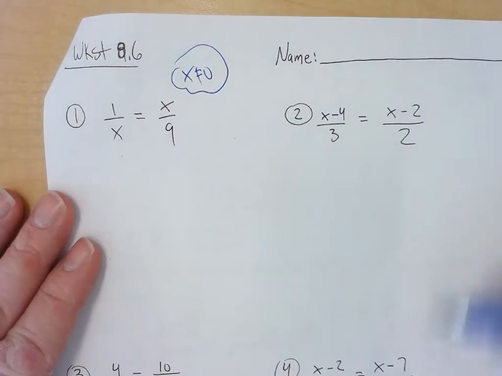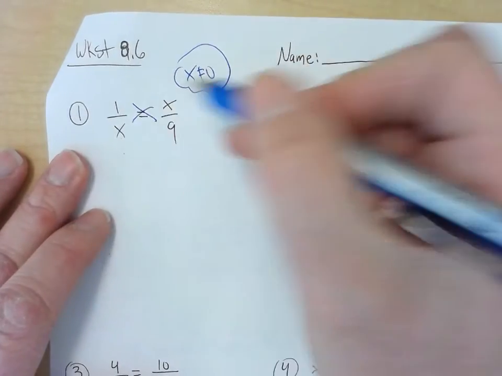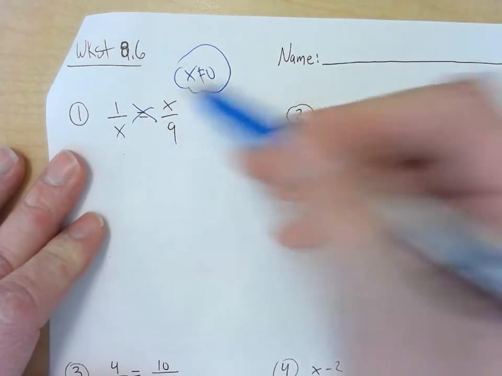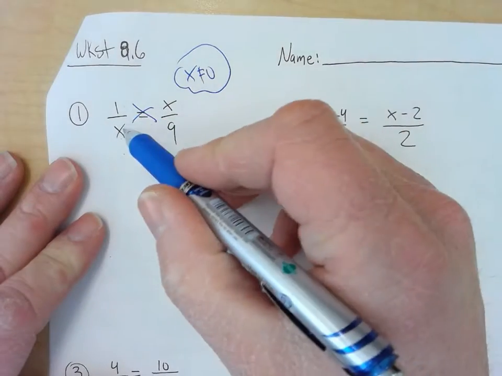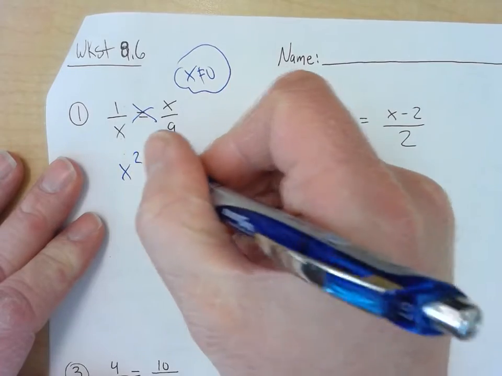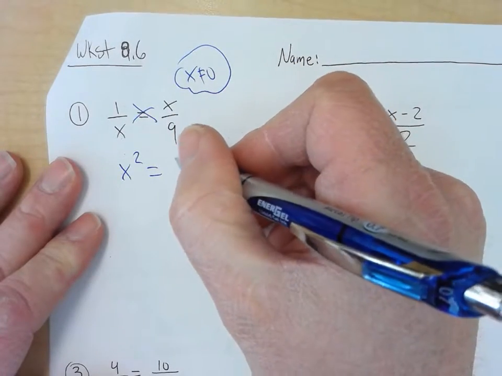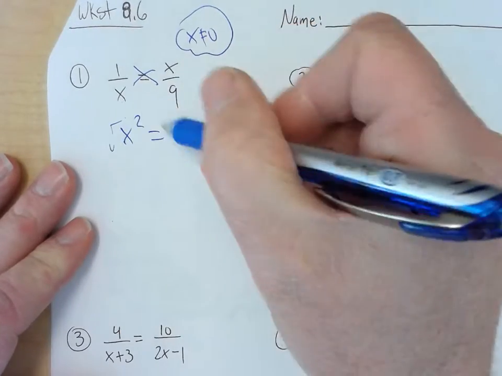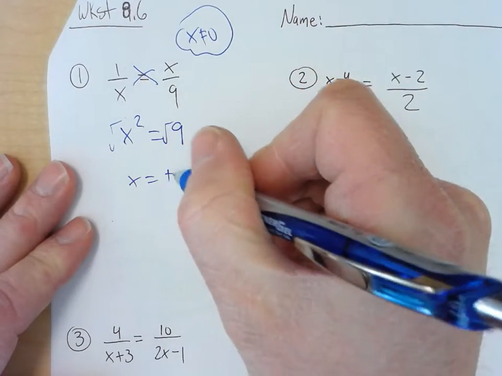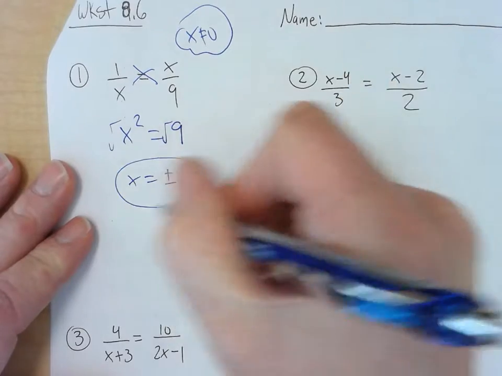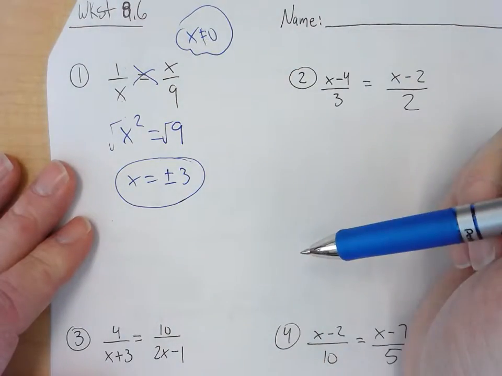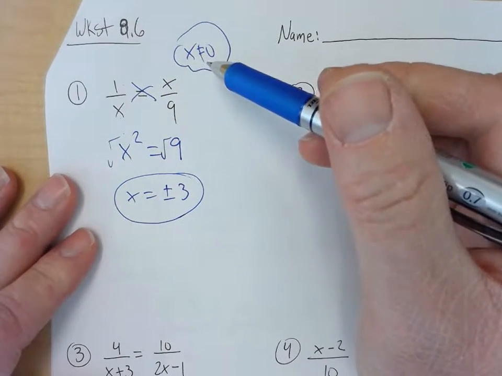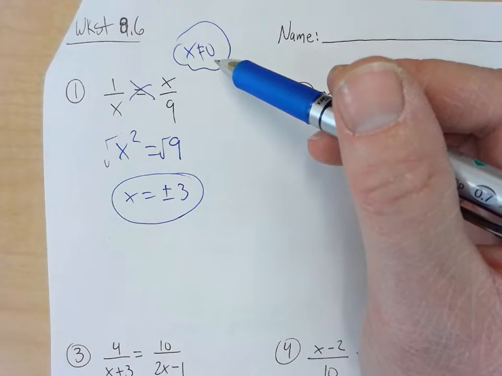All four of these on this first page are proportions. How do you solve a proportion? You cross multiply, because the diagonals are always equal when you cross multiply. So this times this is x squared. This times this is 9. This is an easy one to solve. We take the square root. We get x is equal to plus or minus 3. Done. And it doesn't contradict the puffy cloud.